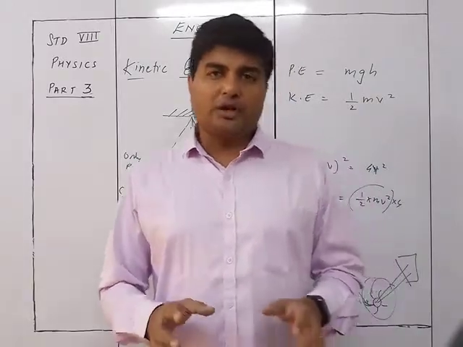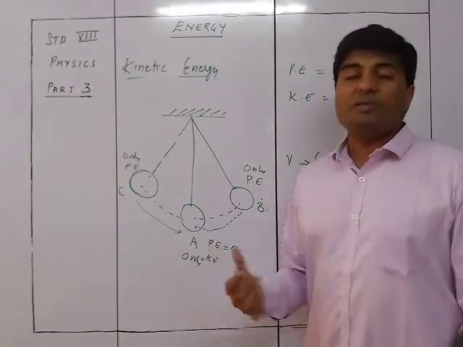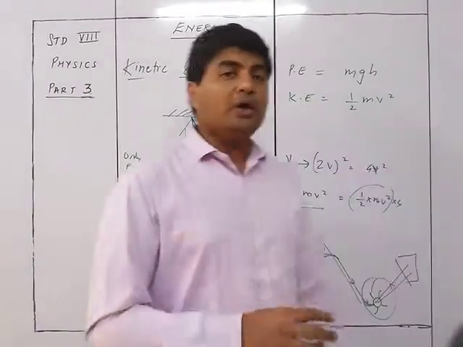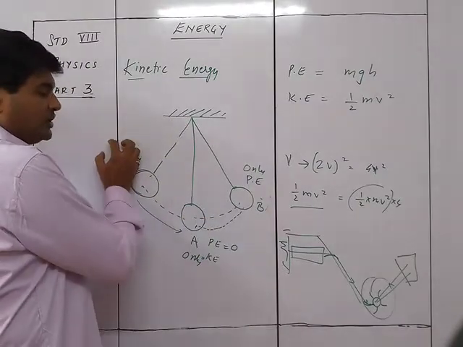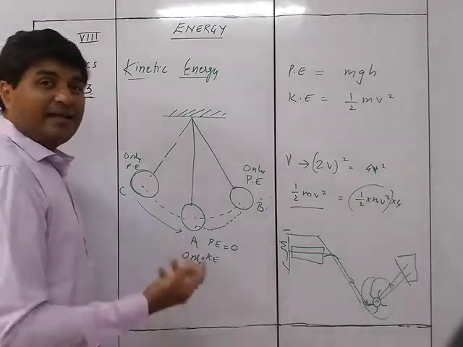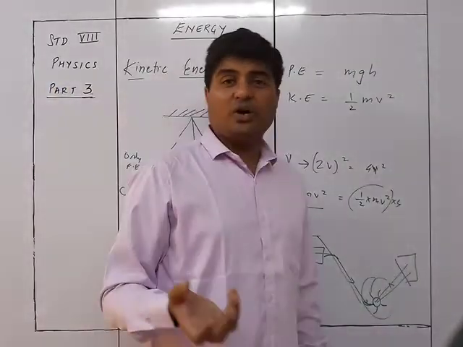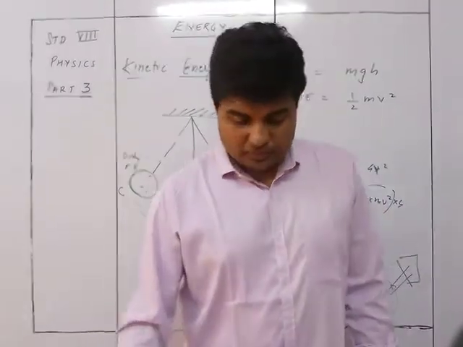So normally it stops, but if you take it in a vacuum, then you will find that this pendulum will never stop. Why? Because the potential energy will always get converted to kinetic energy, then kinetic again to potential, potential to kinetic, kinetic to potential, and there is never going to be any loss of energy. But normally there is a loss of energy, due to which the pendulum stops.